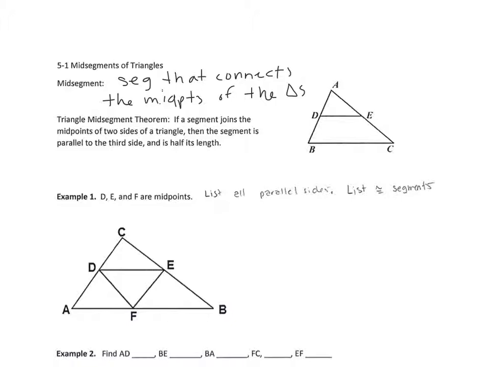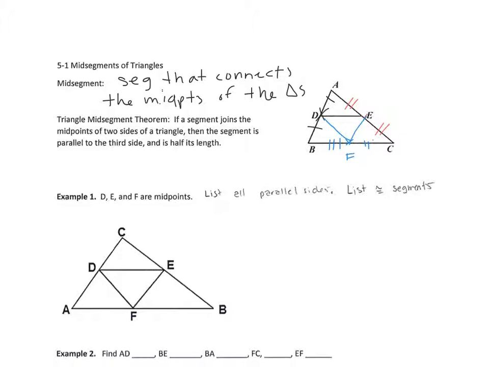So if I look over here, D is the midpoint of AB, so I can put these markings, and E is the midpoint of AC. You could also draw another midsegment right here. If I write F is the midpoint of BC, you can connect here like that.